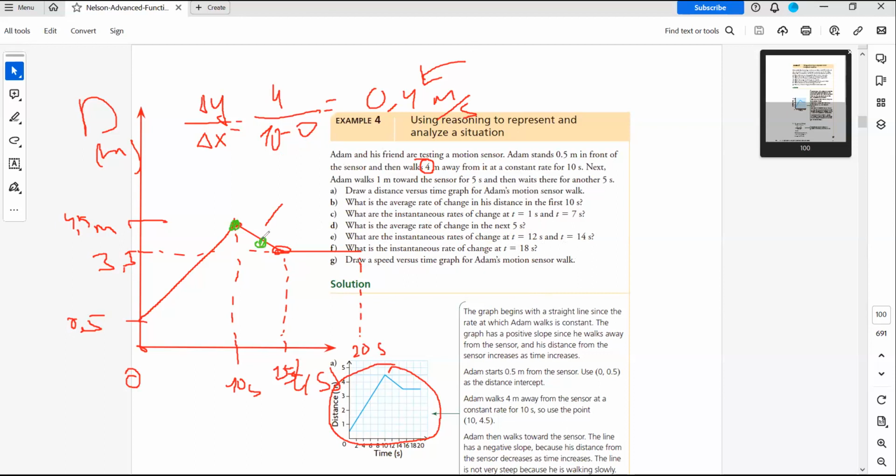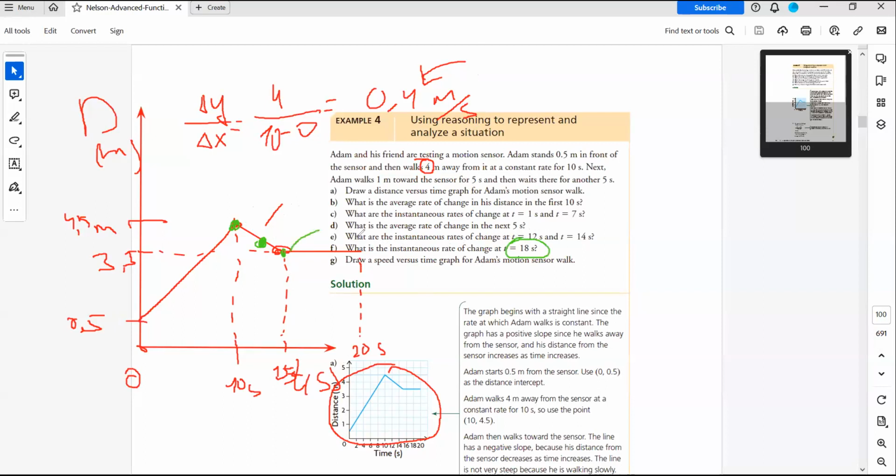So the instantaneous rate of change at 12 seconds and 14 seconds is going to be equivalent to the average rate of change here. It's going to be equal to it. And what is the instantaneous rate of change at time 18 seconds?